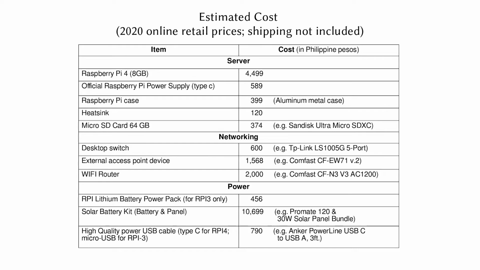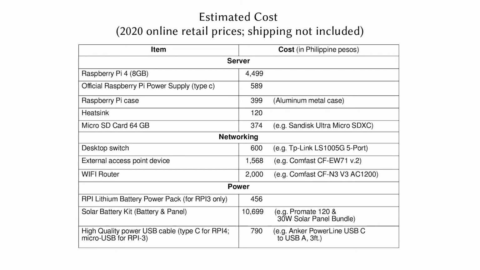So what is the estimated cost? These are 2020 online retail prices, and it does not include shipping. For a Raspberry Pi 8GB, this is RPi 4, the cost was 4,499 pesos. You also need a power supply, an adapter, at 569 pesos. The Raspberry Pi case that I use costs around 399 pesos. I also needed a heatsink for Raspberry Pi 4 at 120 pesos, and a micro SD card, 64GB, this is SanDisk, at 374 pesos.